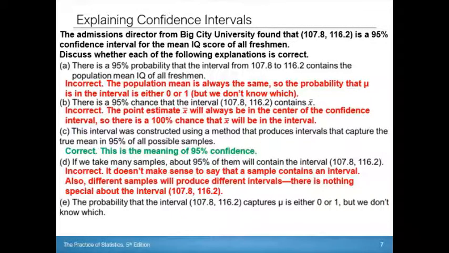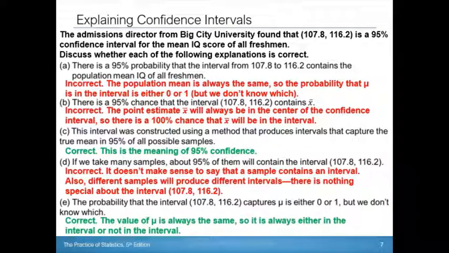All right, E. The probability that the interval 107.8 to 116.2 captures mu is either 0 or 1, but we don't know which. And that is true. Remember, the confidence level, 95% in this case, is not a probability. Our interval, 107.8 to 116.2, either captures the true mean or it doesn't. So it's either 0, it didn't, or 1, it did. But of course, we don't know which one.